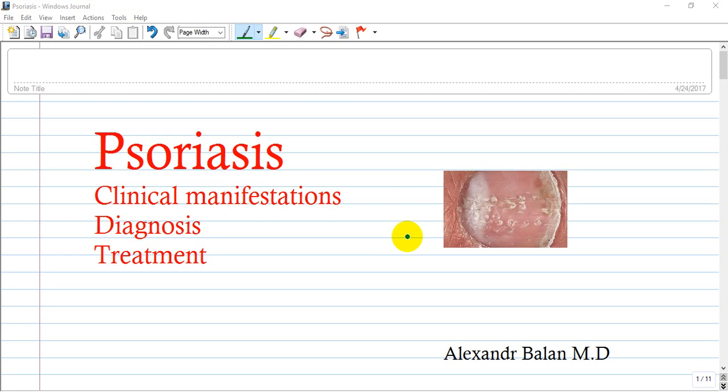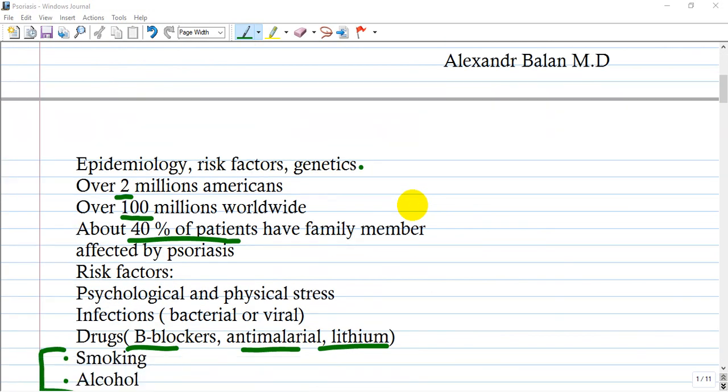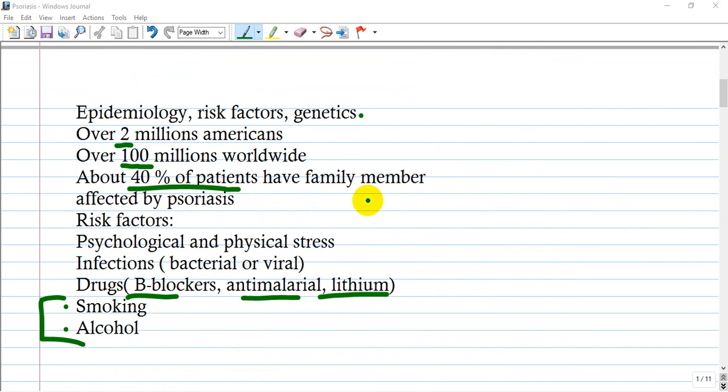Great day for everyone. We have a beautiful subject that is psoriasis. It is related to dermatology and to rheumatology. So let's start with risk factors, genetics, and epidemiology. Over 2 million Americans and over 100 million people worldwide are affected by psoriasis.